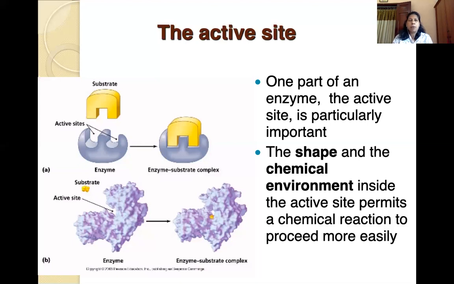Therefore, if you want to work with one type, well, we know that we use an enzyme for the preparation of cheese, and that enzyme may not be suitable for the preparation of wine, because in both industries we use enzymes to reduce the activation energy and make the reaction faster. The shape and the chemical environment inside the active site permit a chemical reaction to proceed more easily.